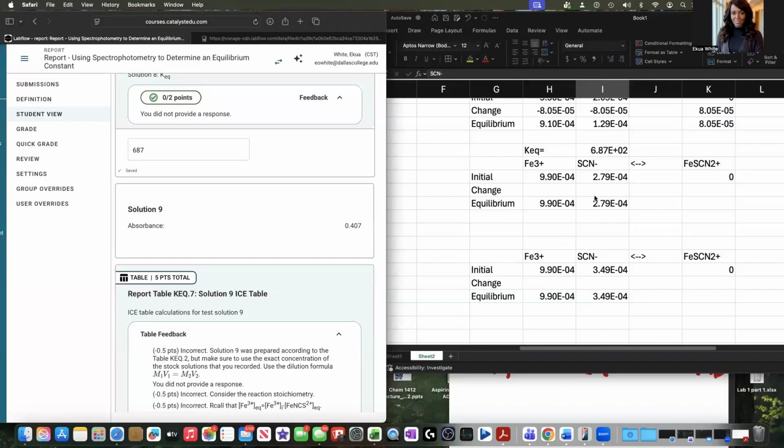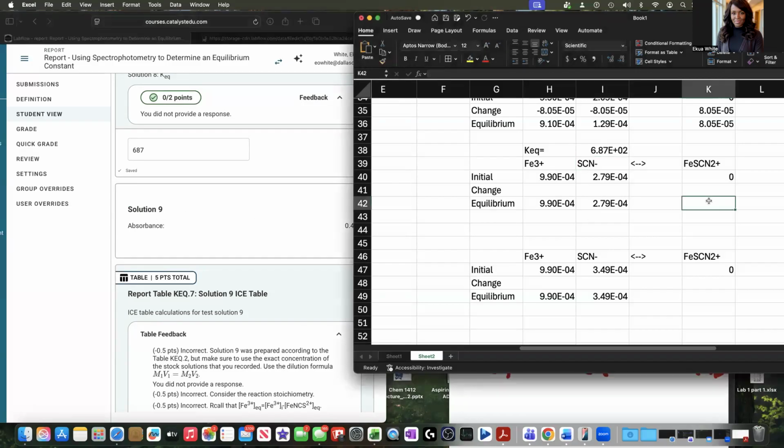Okay. So our next one is absorbance number 9. So solution number 9. Let me start with the solution. Here we had 1.128 e power -4, right?